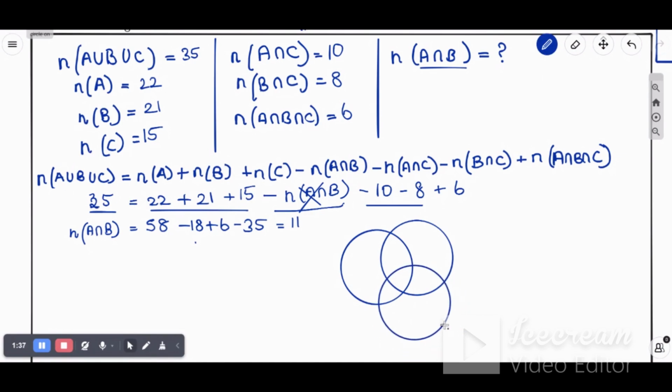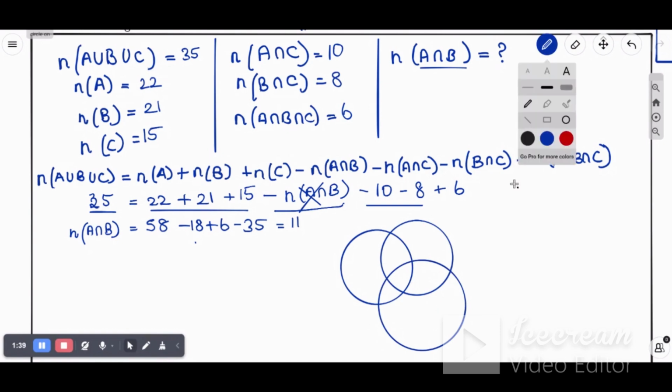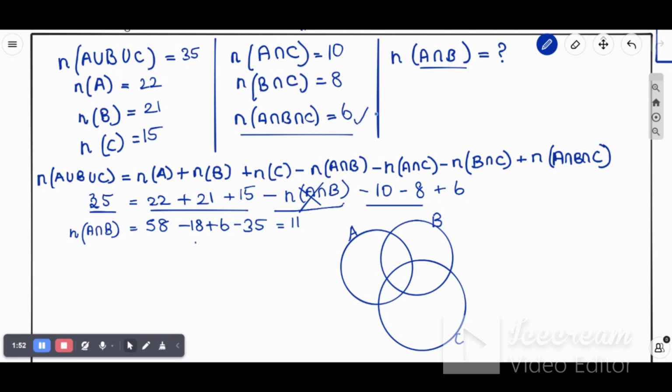So this is our Venn diagram. So now let us write the symbols for this. So this is our set A and this will be our set B and this will be our set C. So now it is given. Let us start with this intersection part. Always start with this, if you are doing any calculations in the Venn diagram.